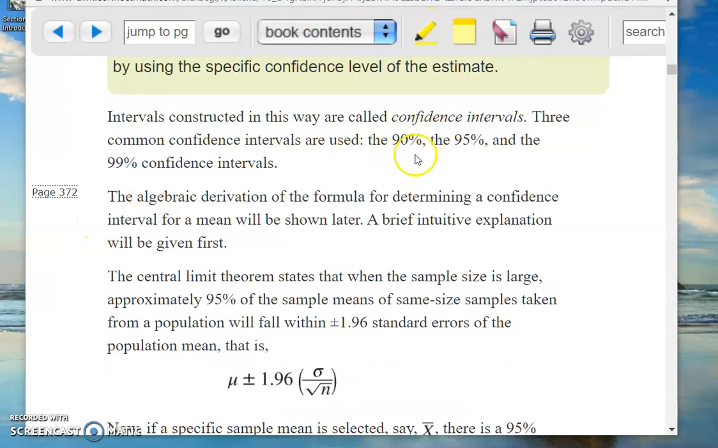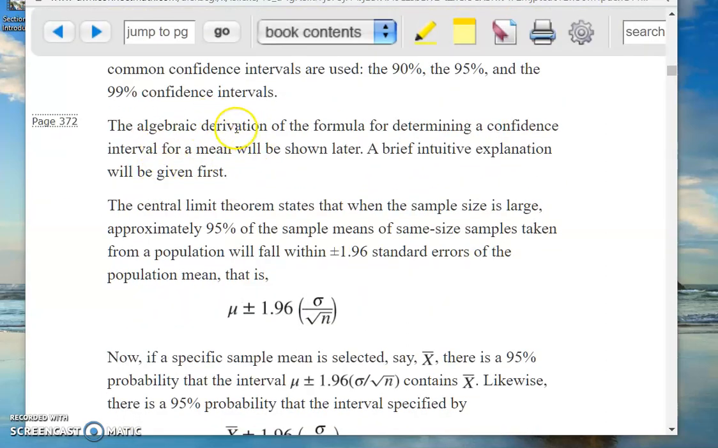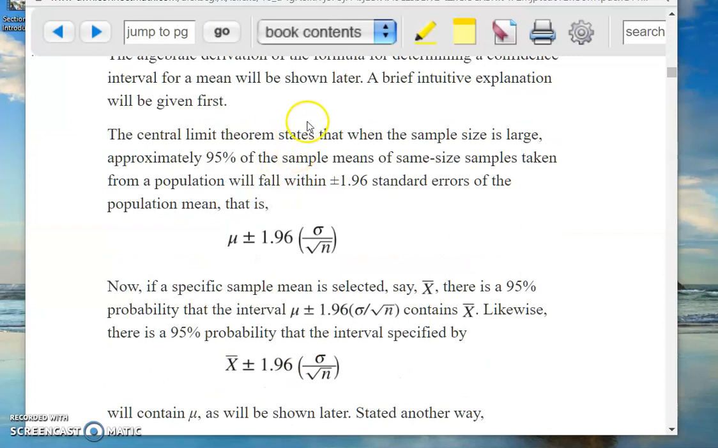So the ones that we typically use are 90%, 95%, and 99%. Okay. So we'll show you how to do this later, or the book will show you how to do this later, okay? But let's just have a little intuitive explanation first, okay?